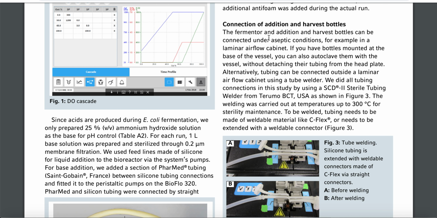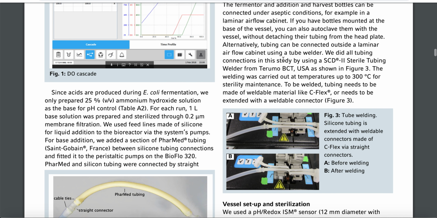Connection of addition and harvest bottles. The fermenter and addition and harvest bottles can be connected under aseptic conditions, for example, in a laminar airflow cabinet. If you have bottles mounted at the base of the vessel, you can also autoclave them with the vessel without detaching their tubing from the head plate. Alternatively, tubing can be connected outside a laminar airflow cabinet using a tube welder.